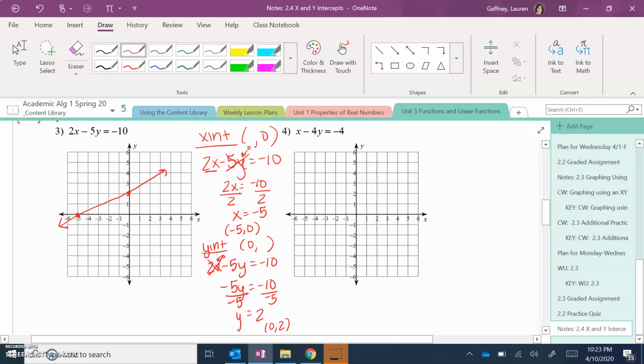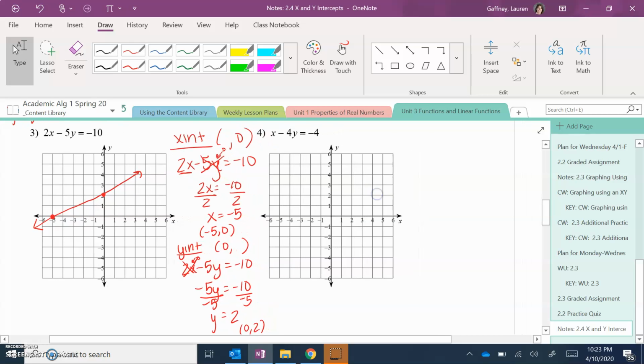I would take a minute, pause the video, and see what your thoughts are for number 4, even if you jot it off to the side or on a piece of paper. When you hit play, I will be going over that one.